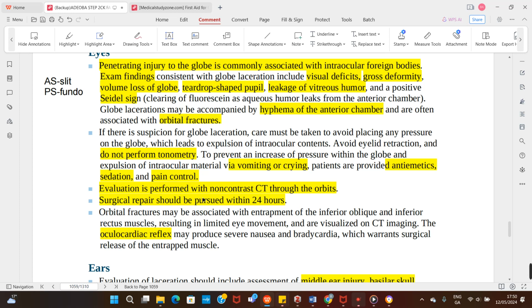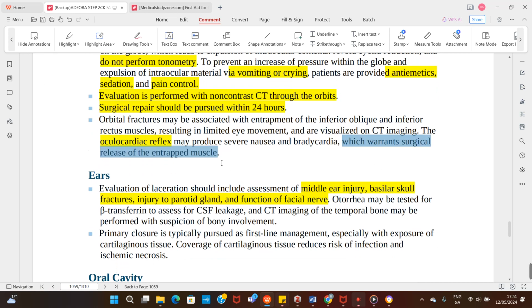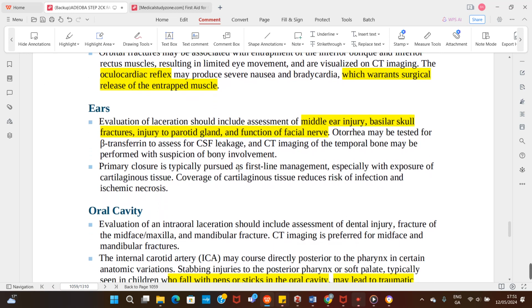So you notice that the patient will become bradycardic, they can have nausea, vomiting, and they can even go into cardiac arrest, asystole. So what you want to do is a surgical intervention to quickly release that entrapped muscle, or you can give atropine or glycopyrrolate to block that vagal stimulus. But the definitive treatment is surgical release of the entrapped muscle. Very, very important stuff, so don't forget that.